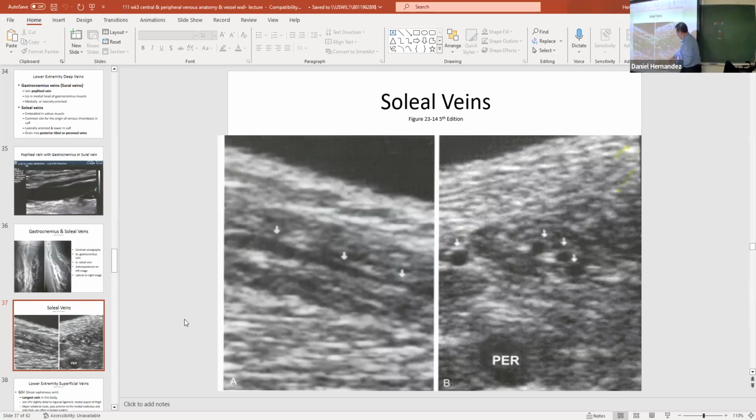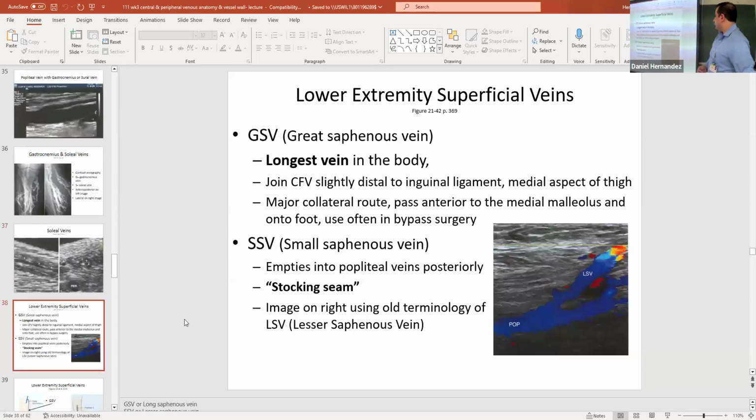And this was just showing its relationship. So here's a peroneal vein. You see much, much larger, and these guys are very, very small, very teeny in comparison. Again, soleal veins drain into posterior tibial and peroneal veins, whereas gastrocnemius veins drain into the popliteal.